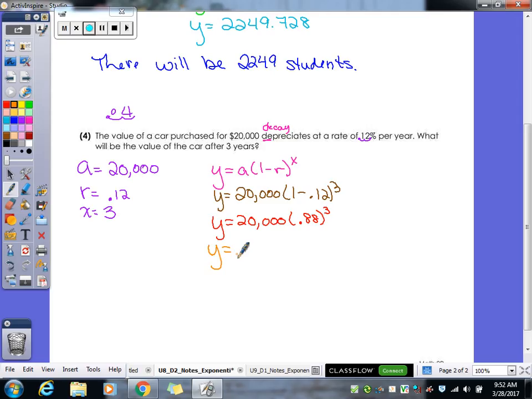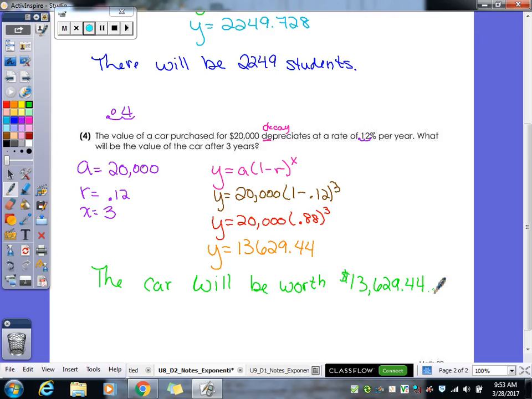What do we get as our answer? No, this is money. Can't I have cents in money? Yeah. So we don't have to round this one. The car will be worth $13,629.44. No rounding for that one.